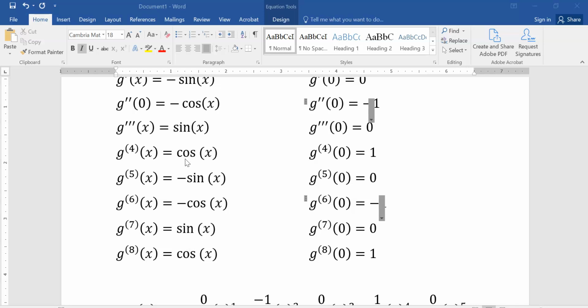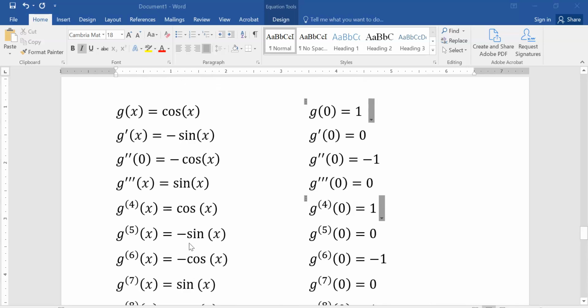And so every 4th derivative, I'm back to cosine. So I have this pattern of every 4th, I return back to my original function. By the way, we're doing the Maclaurin series, which means I'm going to center these at 0. So if you plug in 0 into g, you get 1. Anytime you plug in 0 into cosine, you get 1. Anytime you plug in 0 to sine, you end up with 0.